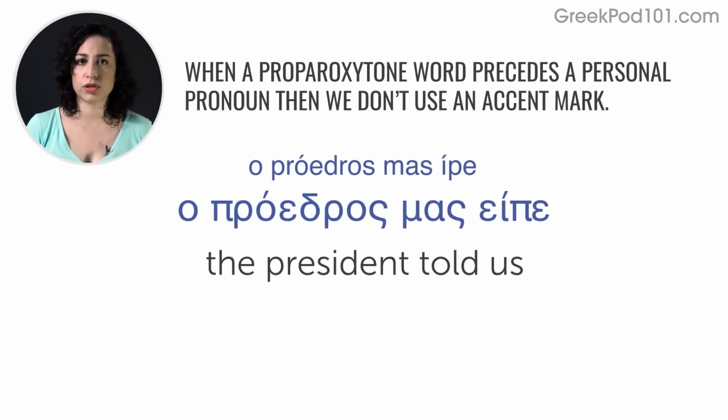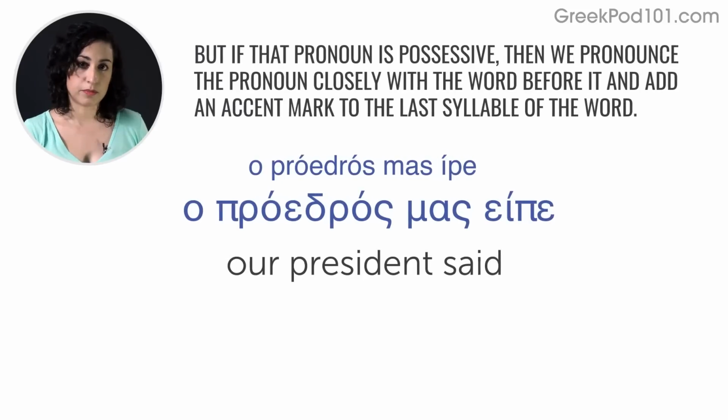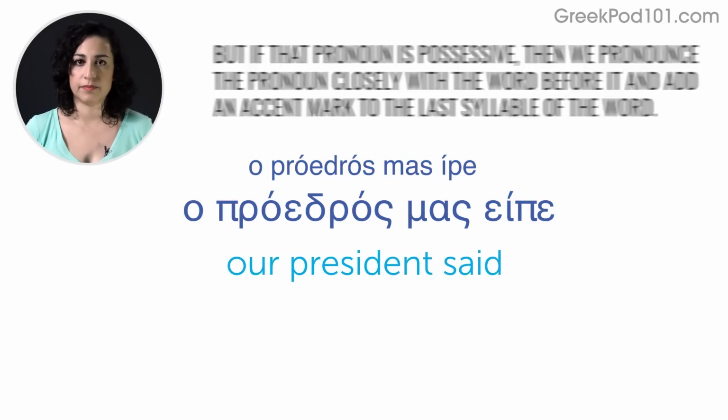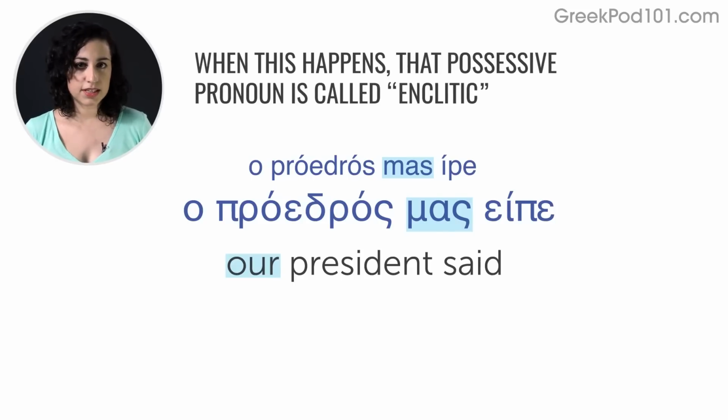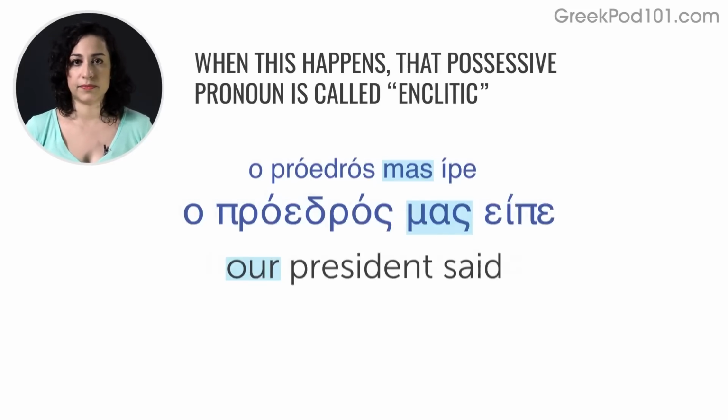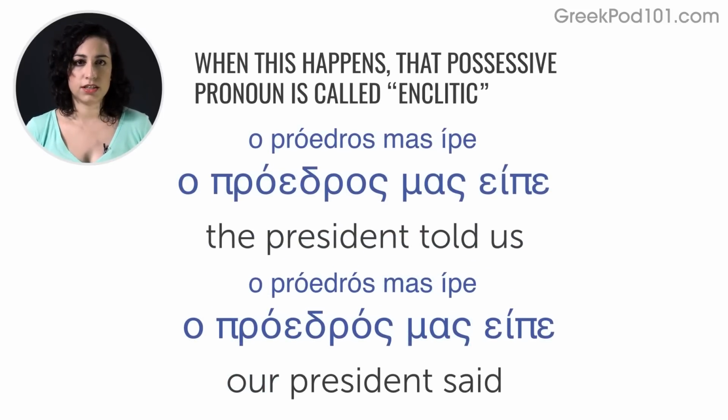When a proparoxytone word precedes a personal pronoun, then we don't use an accent mark. For example, ο πρόεδρος μας είπε. The president told us. But if that pronoun is possessive, then we pronounce the pronoun closely with the word before it and add an accent mark to the last syllable of the word. Ο πρόεδρός μας είπε. Our president said. When this happens, that possessive pronoun is called enclitic. Notice the different voice tone in each case. Ο πρόεδρος μας είπε. Ο πρόεδρός μας είπε.